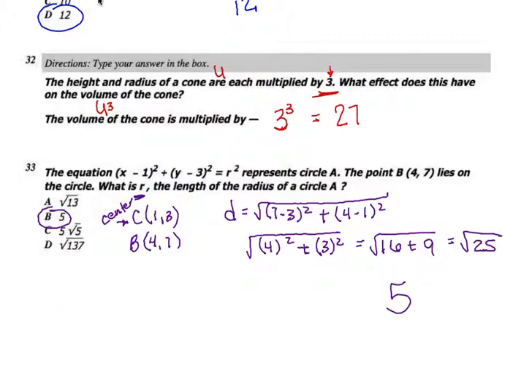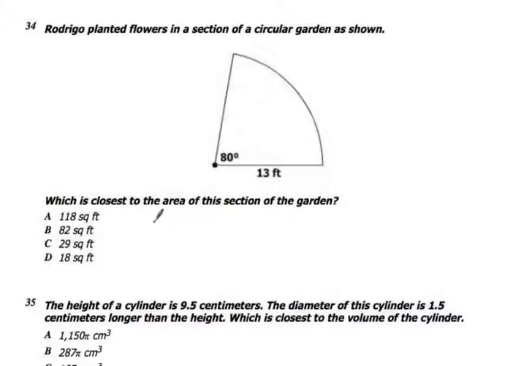Number 34. Rodrigo. Oh, that's my buddy. He planted flowers in the section of a circular garden. Oh, here's his little flowers. Okay, I'm not an artist. That's okay. In a section of a circular garden, which is closest to the area of that section?